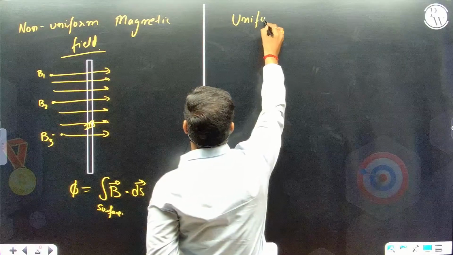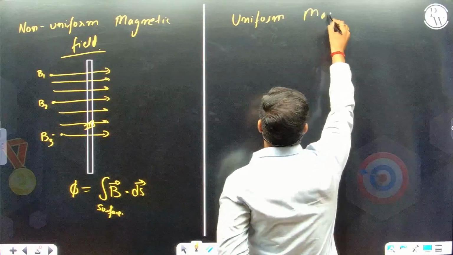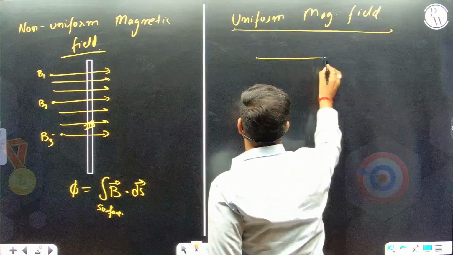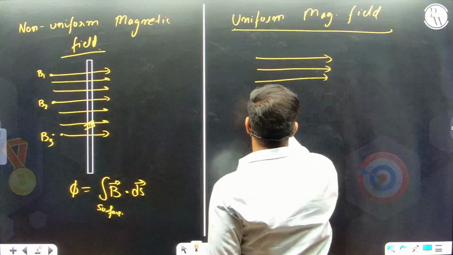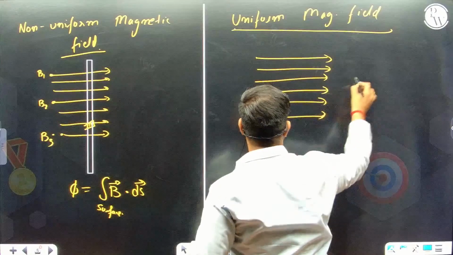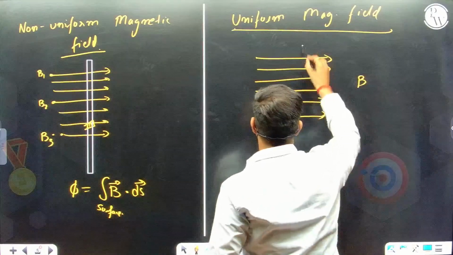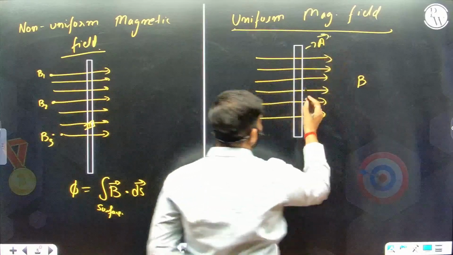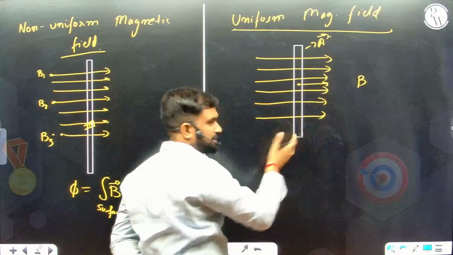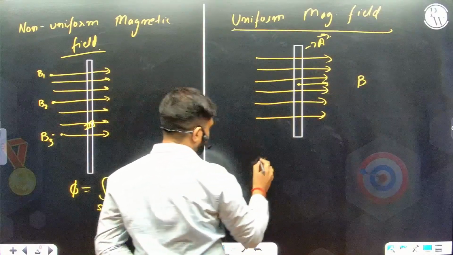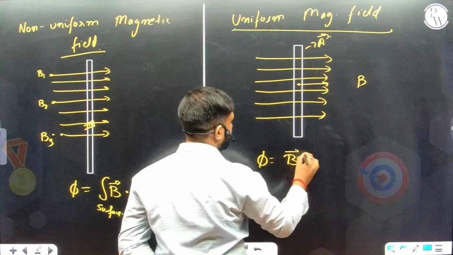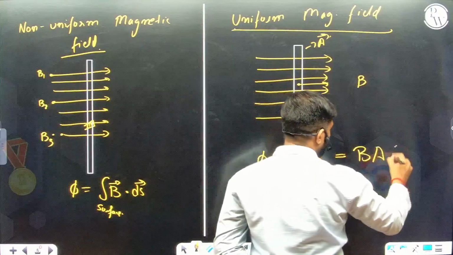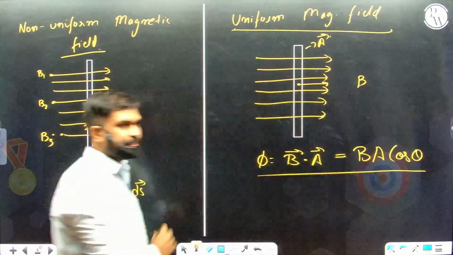So for a uniform magnetic field, we need not put any integration and it will be simply the dot product. The magnetic field is uniform everywhere, and you know that if the area is given to us, then I can easily find the flux. The area vector shall be perpendicular to the surface. So the flux is simply B dot the area vector, no integration, and the dot product is BA cos theta, like this. Get the point?